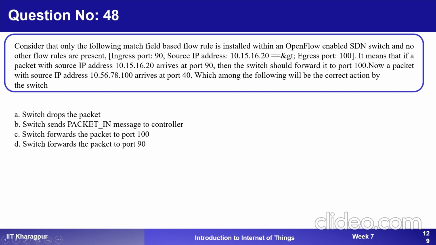Now a packet with source IP address 10.56.78.100 arrives at port number 40. Which among the following is correct? Switch drops the packet, switch sends packet-in message to the controller, switch forwards the packet to port number 100, switch forwards the packet to port number 90. Option B, switch sends packet-in message to the controller. This is a repeat question maybe. Option B is correct.